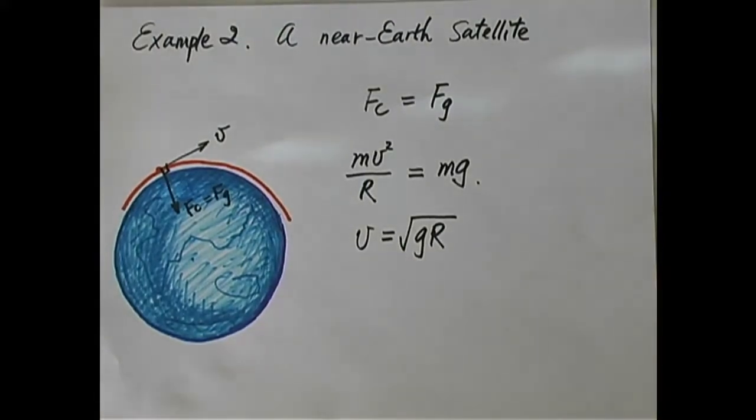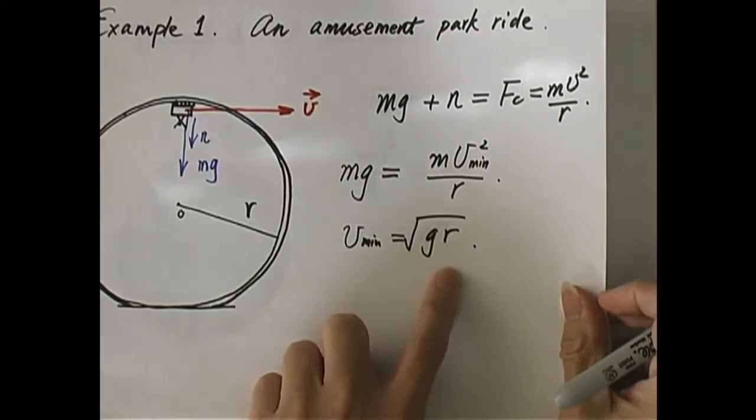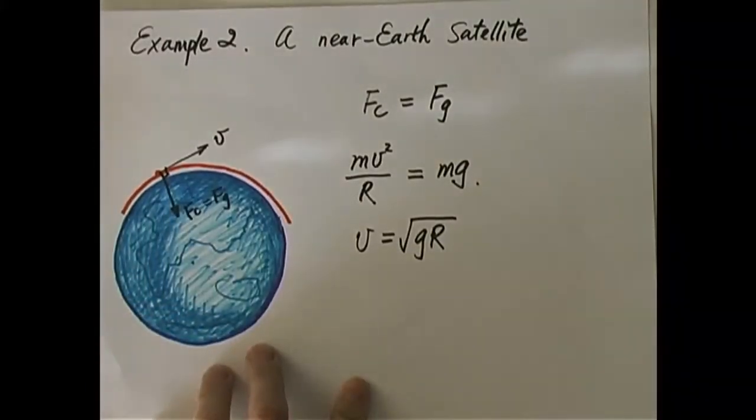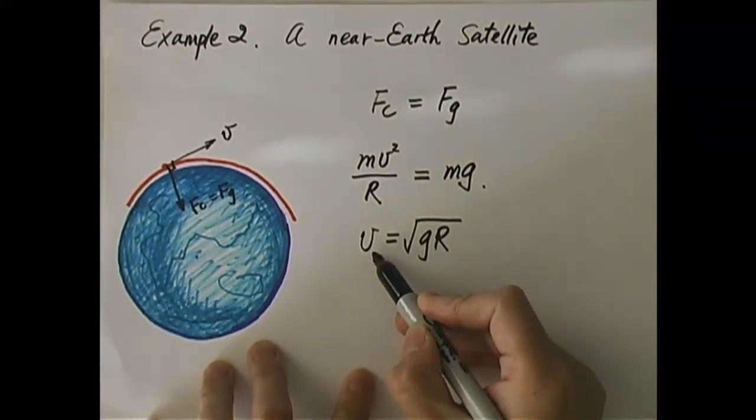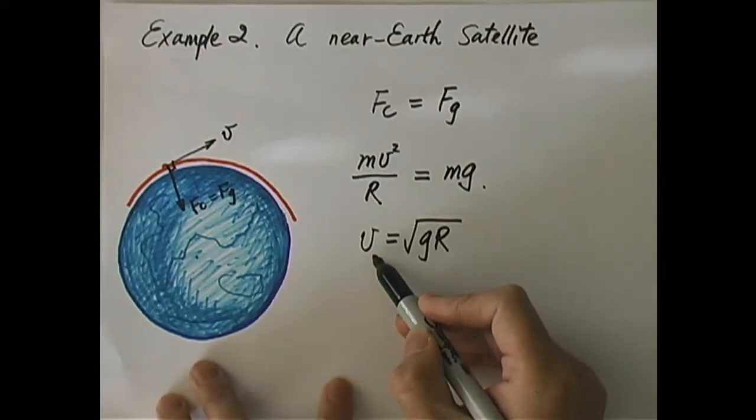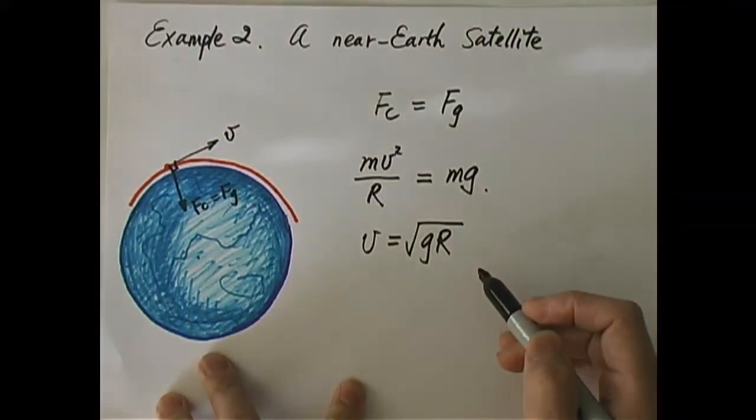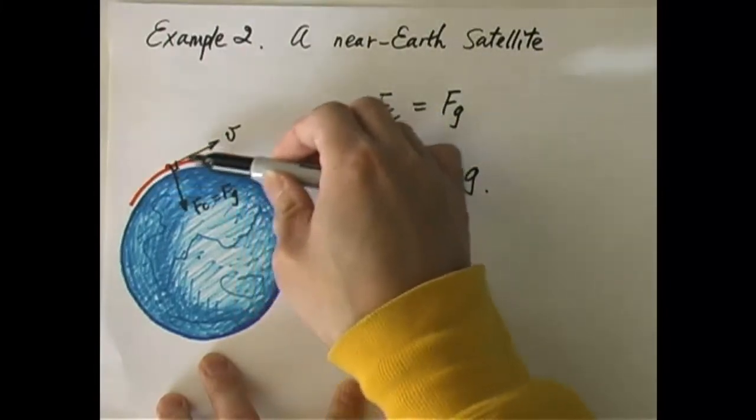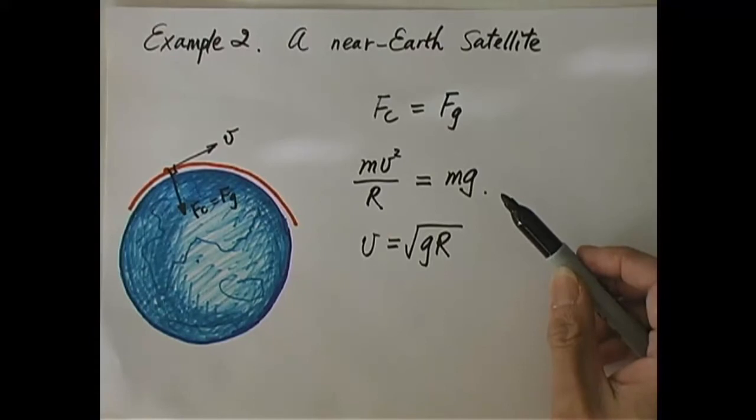Alright, now take a look at what we got before. See? V minimum equals the square root of gr. R is the radius of the circular motion. We have something very similar here: v equals the square root of gr. It's not v minimum anymore, because this is the only speed the satellite must have in order to move in a circle nicely. You cannot go faster or slower than that. If you go faster, you're not going to go in a circle anymore. Rather, you're going to settle into what's called an elliptical orbit. And if you go slower than that, well, too bad.